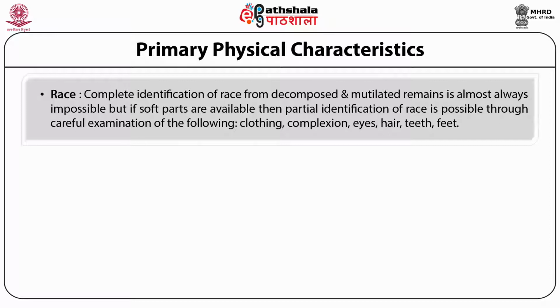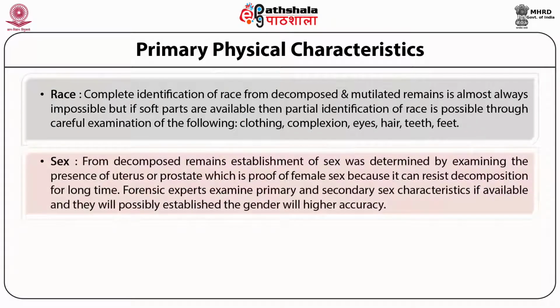The next important characteristic of identification is sex. From decomposed remains, establishment of sex was determined by examining the presence of the uterus, which is a proof of female sex, as it can resist decomposition for a long time. Forensic experts examine primary and secondary sex characteristics if available, and they can possibly establish the gender with high accuracy.